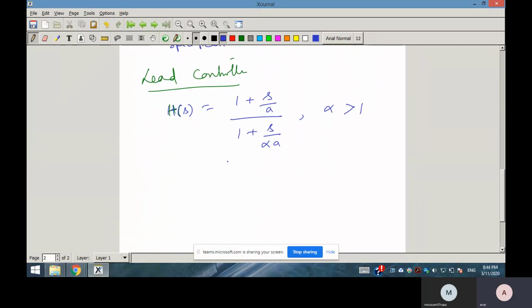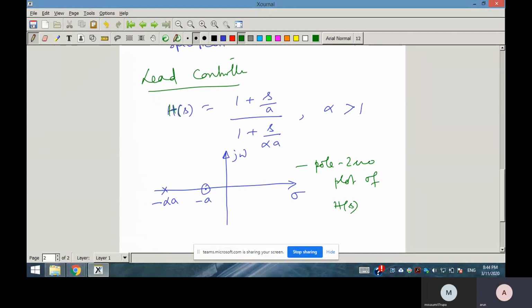So what is the pole-zero plot of this controller? You can easily see, suppose this is sigma, this is j omega. This will be your zero location, say minus a, and as alpha is greater than 1, the pole will lie away from the zero location. So this is your minus alpha a. This is the pole-zero plot of H(s).